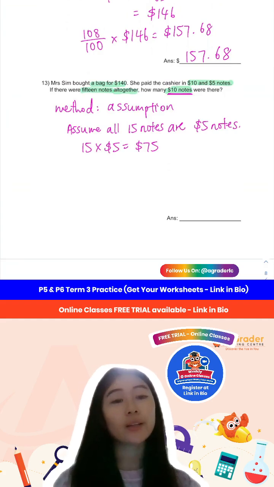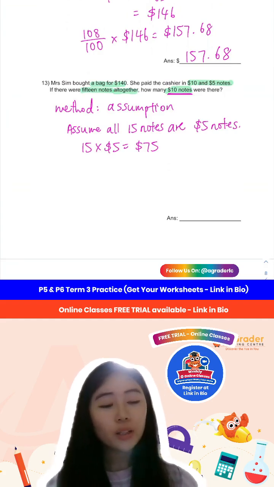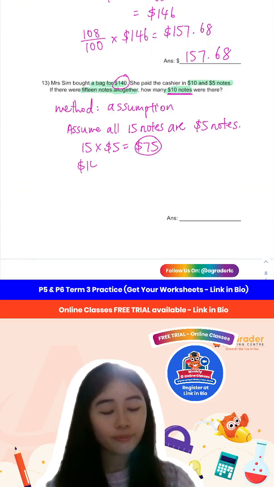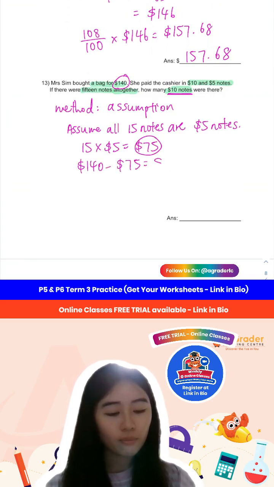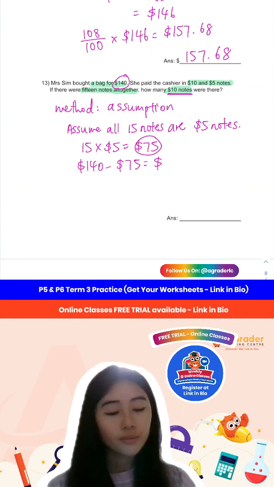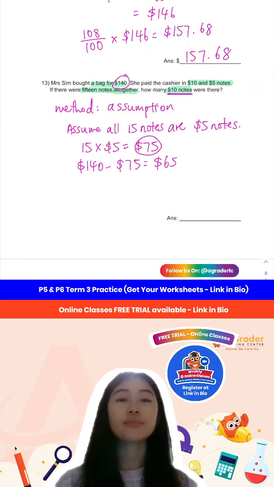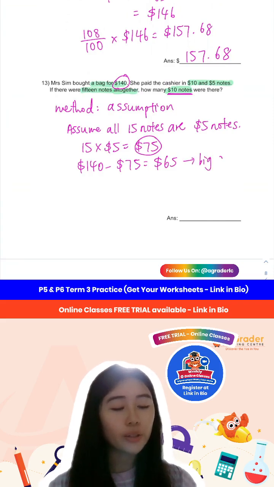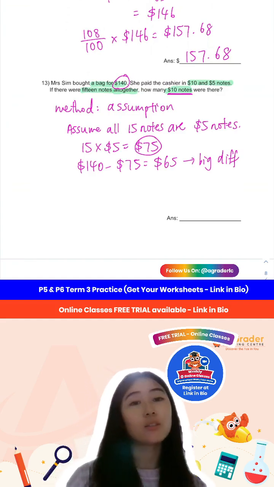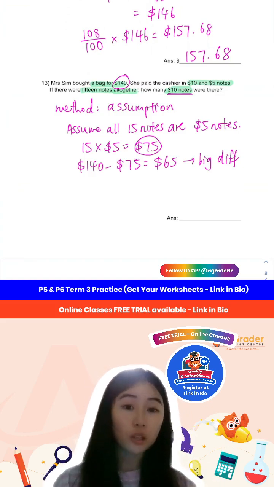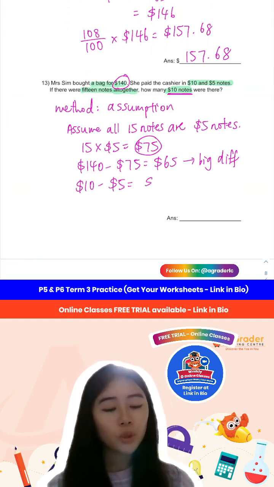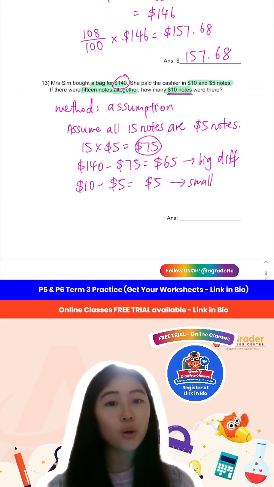Then the next step is to find the big difference in the question. So big difference is when you use 140 minus 75. Okay, so how much will you get for this? 65. So this is known as your big difference. Then the next step, of course, is to find the small difference. The small difference will be the difference between one $10 note and one $5 note. So that is just 10 minus $5. You'll get $5, and then that is known as your small difference.